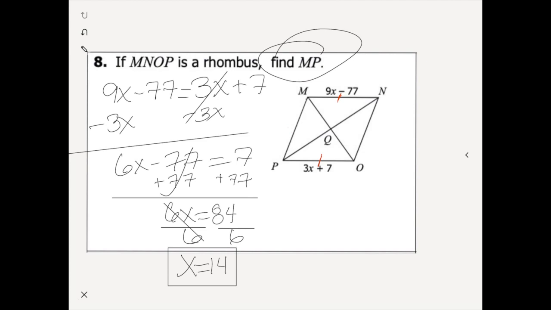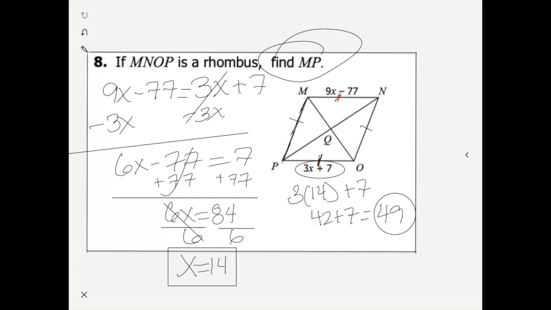So this is MP. One thing that we do know in a rhombus is that all of the sides are congruent. So this is congruent to this. This is congruent to this. So we can actually plug this in to either side and see what the measure of MP is. So I'm going to plug it into this one right here. We have 3 times 14 plus 7. We'll see that this is 42 plus 7, which means this is 49.